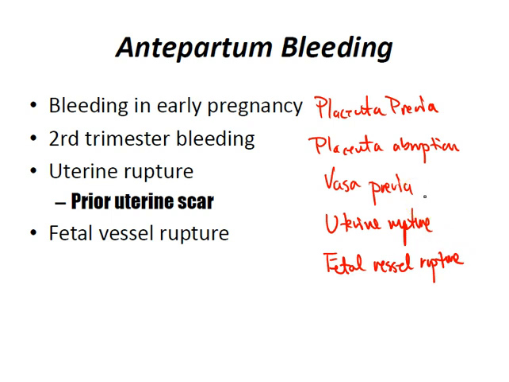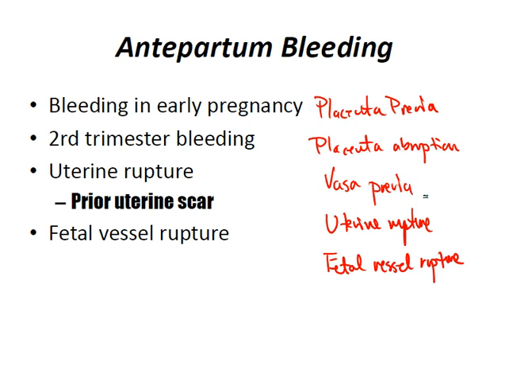Now, other non-obstetrical sources of bleeding include cervical polyps, cancer, and cervicitis. Vaginal lesions or lacerations are common. You can also see hemorrhoids or hematuria. Now, uterine rupture occurs in less than 0.1% of pregnancies, but when it occurs, it can be catastrophic.